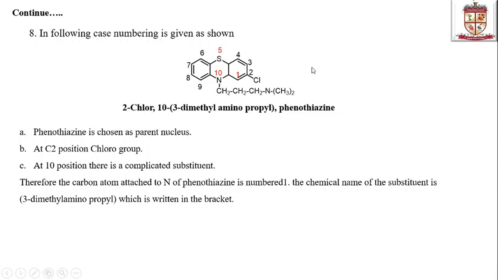Hence the IUPAC name of this is 2-chloro-10-(3-dimethylaminopropyl) phenothiazine, and this is the parent compound. Hence the name is 2-chloro-10-(3-dimethylaminopropyl) phenothiazine.